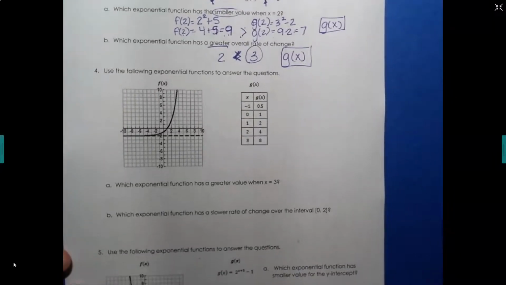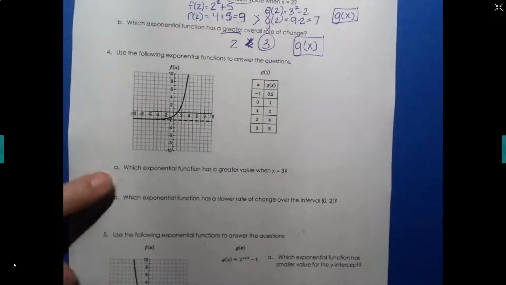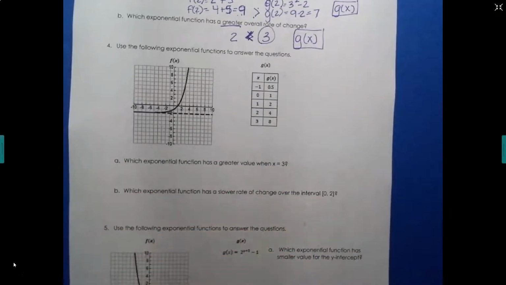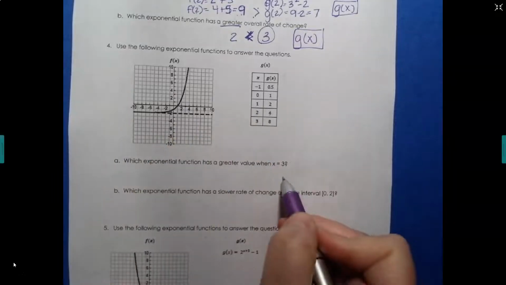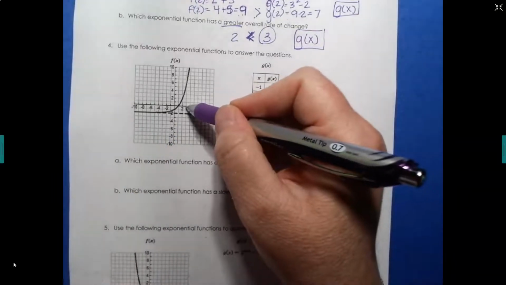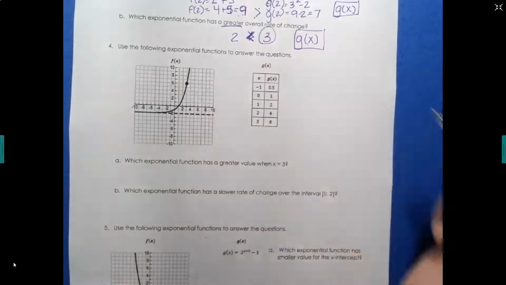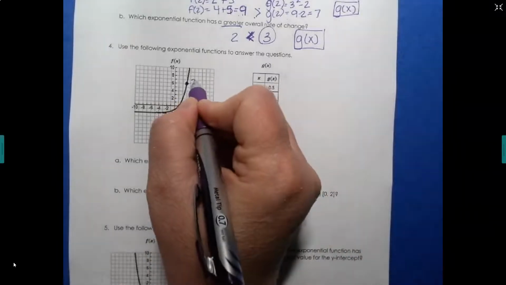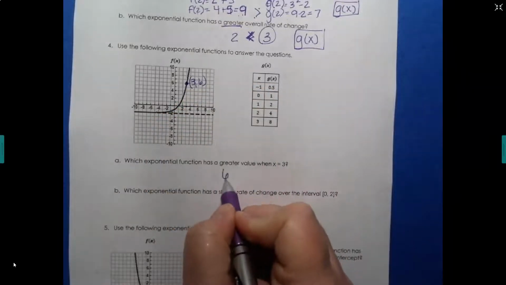So now let's compare this graph and this table. We're going to use the following exponential functions to answer these 2 questions. Again, I have a specific when x equals number and over an interval number. So when x equals 3, I'm going to follow the x-axis to where x is 3, which is right there, and I'm going to move up or down to hit the graph. Well, in this case, I got to move up, and it looks like, to me, that's where the 3 intersects, and the name of that point would be 3, 6. So when x is 3, the y value is 6.